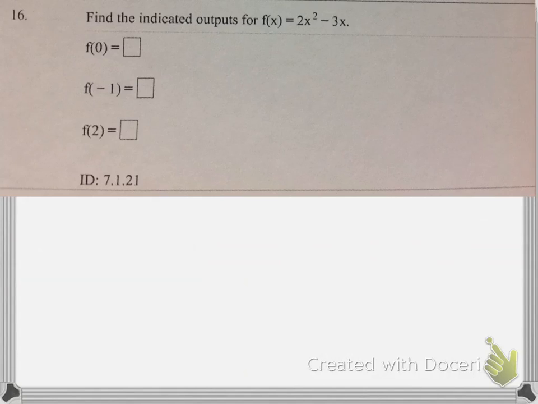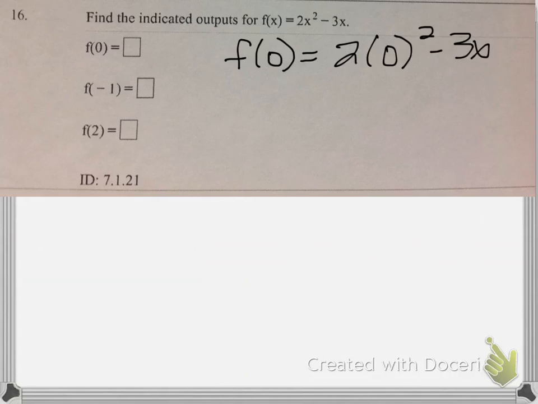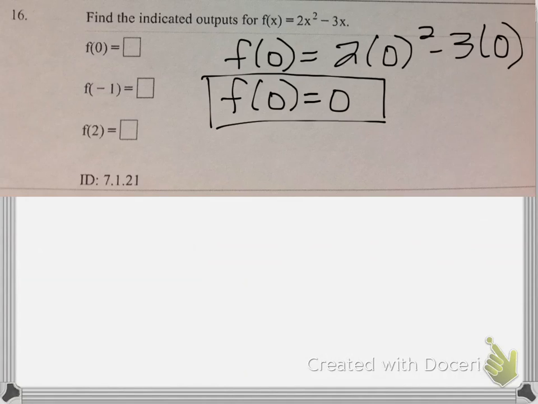So the first one, f of 0, that means wherever I see an x, I replace it with a 0. So f of 0 is going to be what? I need to put a 0 there. 2 times 0 squared minus 3 times 0. What's that end up being? 0. So yeah, f of 0 equals 0. Meaning when my input or my x is 0, my output or my y is also 0.